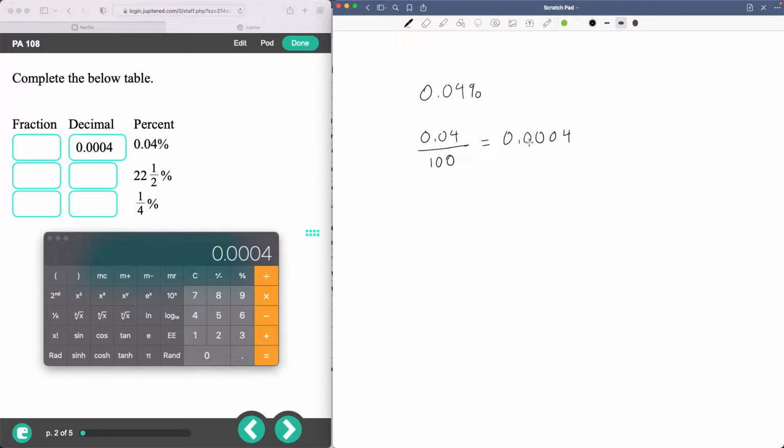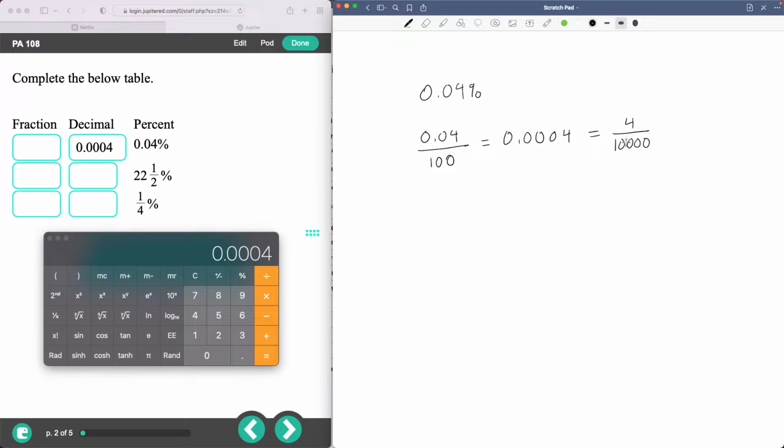We're going to count the number of decimal places right here. So we have 1, 2, 3, 4. We have 4 decimal places behind the decimal, right? So that is how many zeros go underneath the whole number. So 1, 2, 3, 4.